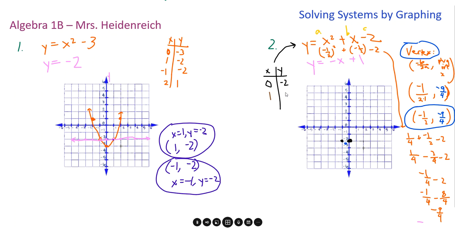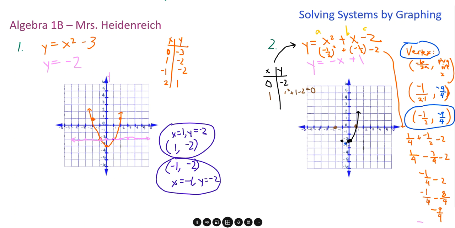So 1 squared, I'll go ahead and write this one in. 1 squared plus 1 minus 2. Well, that equals 1 plus 1 minus 2. 2 minus 2, oh, that's 0. Interesting. So again, I'll have a similar point on the other side of the vertex. I'm going to go ahead and stop there for now. Hopefully that's enough to get my solutions, because I'm trying to make the graphs cross. I could keep going, but I'm just going to stop there for now.